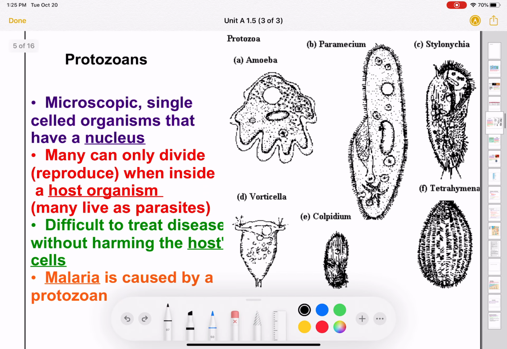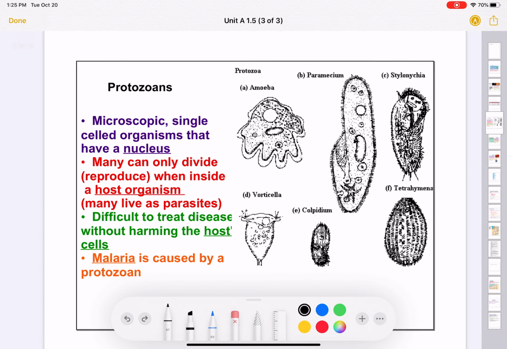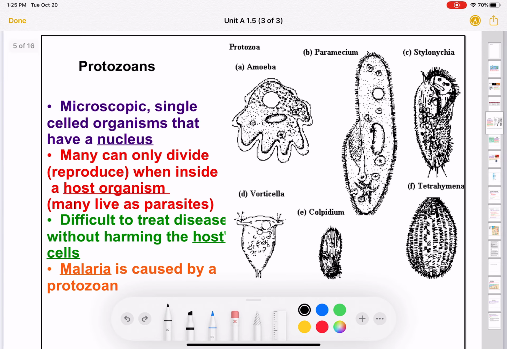Protozoan, these are microscopic single-celled organisms that have a nucleus. Many can only divide or reproduce when inside a host organism. Many live as parasites. A parasite is something that really just feeds off of another living thing. It's difficult to treat the disease without harming the host cells, and malaria is caused by a protozoan. So that's one we know, or we've probably heard of. These are often found in water, and they use their host as a parasite. They are the ones that suck the life out of their host.